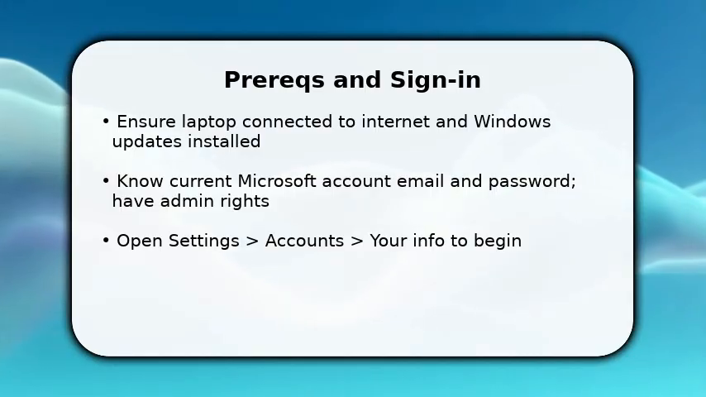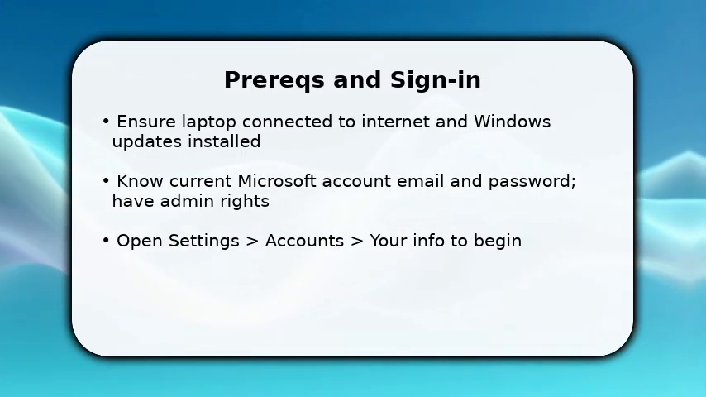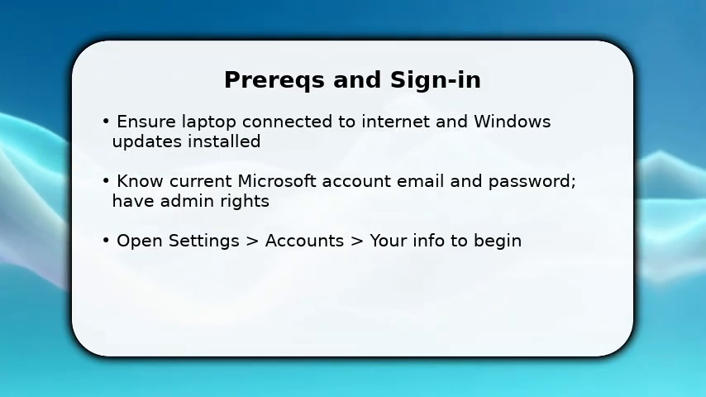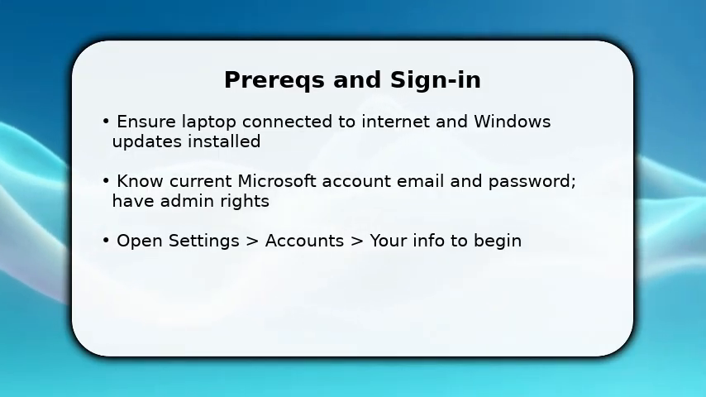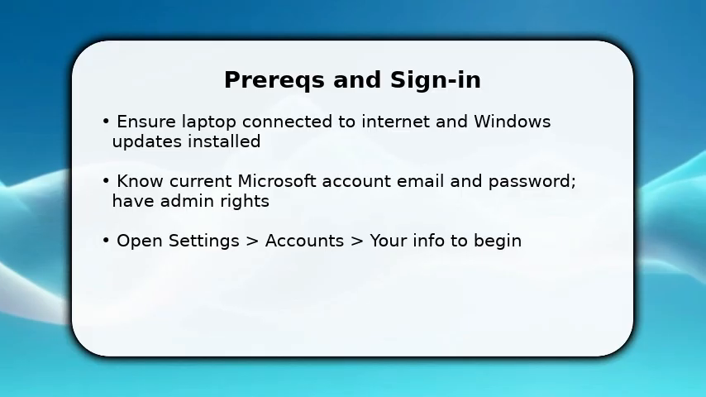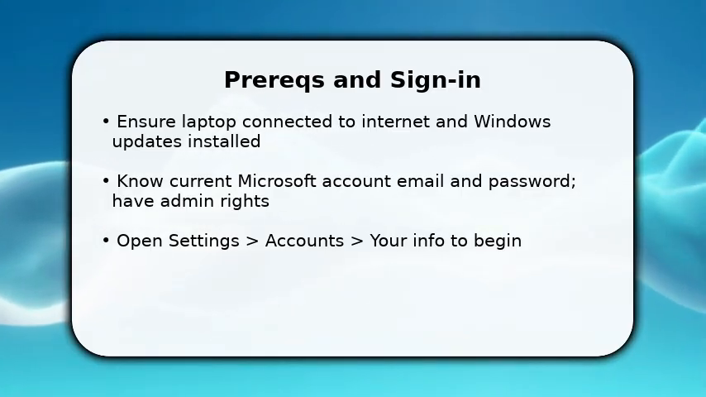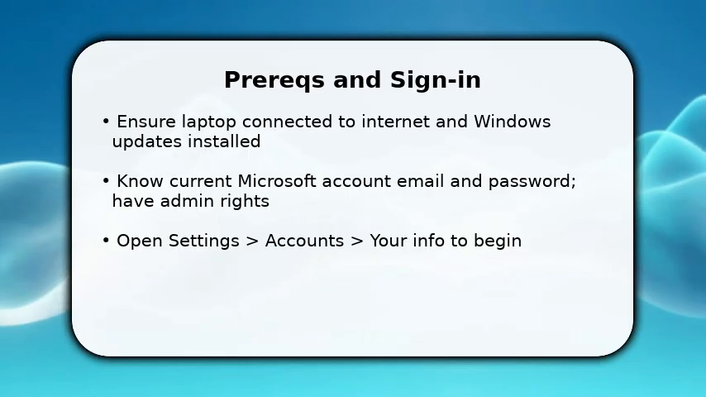You'll start by confirming prerequisites: internet, admin access, and your Microsoft credentials so the change propagates. Once ready, open Settings and go to Accounts, then your info. If you signed in with a local account first, switch to a Microsoft account now. This ensures the name syncs across devices. Make sure Windows updates are applied so the settings page behaves correctly.